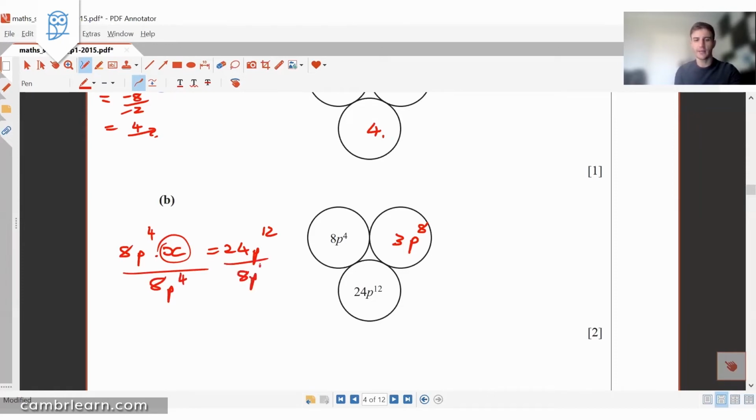So what we do on the one side, we have to do on the other side. So this is 8p to the power of 4. And what is 24 divided by 8? That's just equal to 3. And what is p to the power of 12 divided by p to the power of 4? That is just equal to p to the power of 8. Remember, if we divide bases that are the same but have different indices, we have to subtract. So this is 12 minus 4, which is equal to 8. So that is another way that we could have done that. Great stuff. So we have 2 marks.